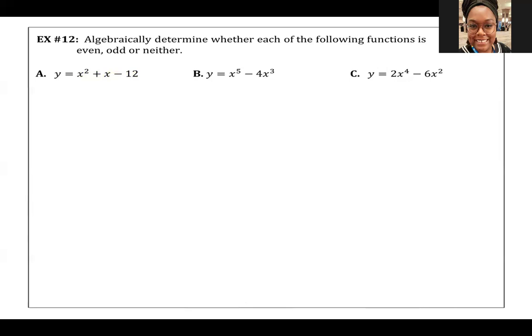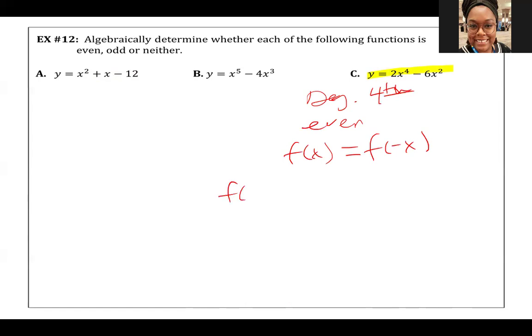So I'm going to do C. First, again, you're going to check for the degree. What is the degree? It's a fourth degree polynomial, which means that I'm going to be doing the even test. The even test says that f of x has to equal f of negative x, okay? We already have our f of x, right? So it gave us our f of x, bam, f of x is done. What do we just need to find? F of negative x. So we have f of negative x equals, and everywhere there's an x, it's going to become a negative x to the fourth minus 6 times negative x squared.